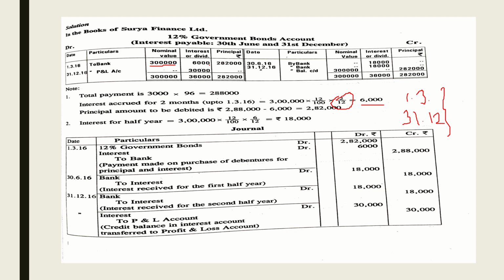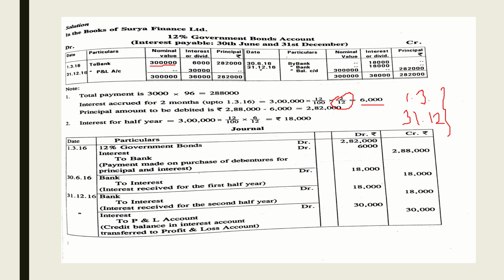And look for the date when the purchase happened. That is 1st March 2016. So see how many months are there between these two time periods. So we have 2 full months. The interest of those 2 months is calculated here as 6,000. Okay, I hope the interest calculation is clear to you.